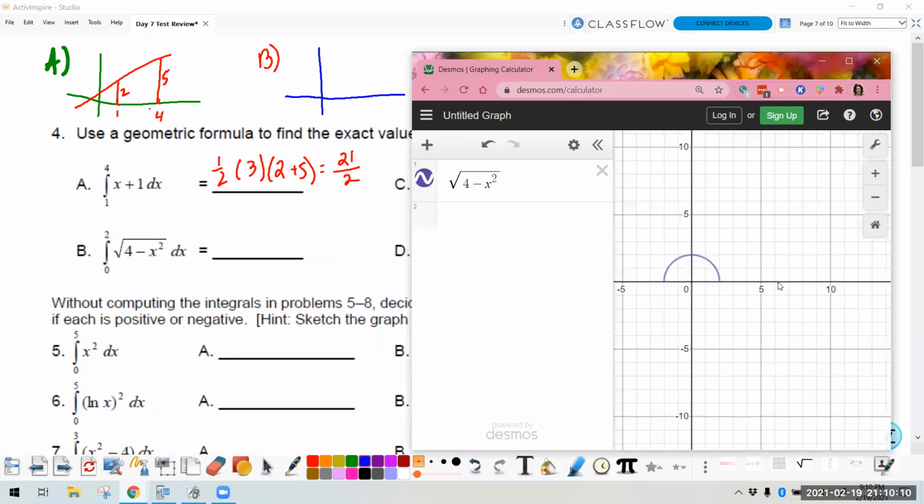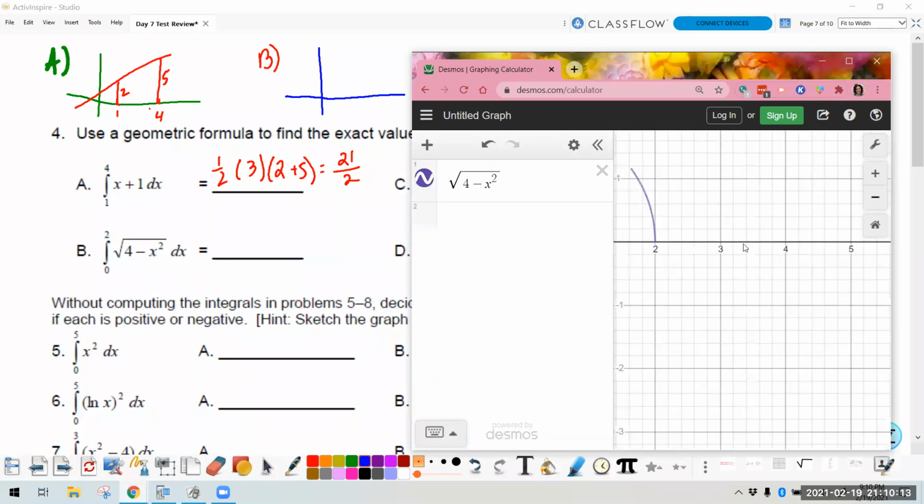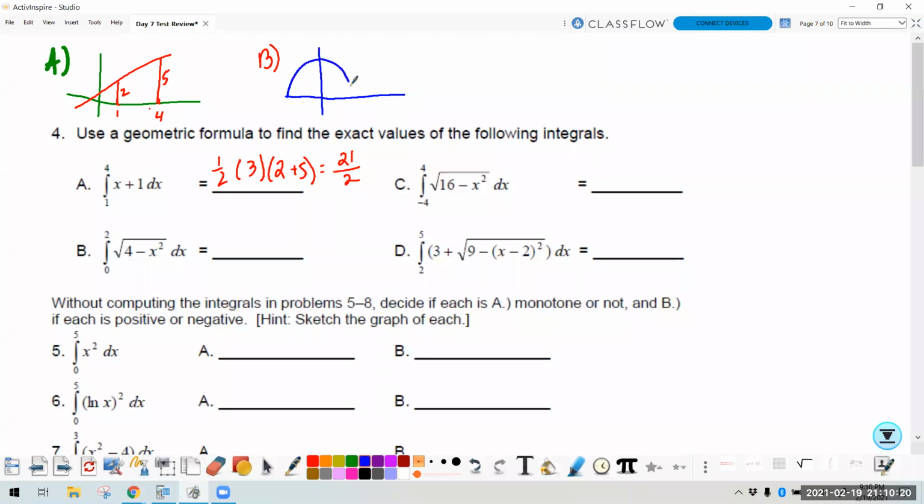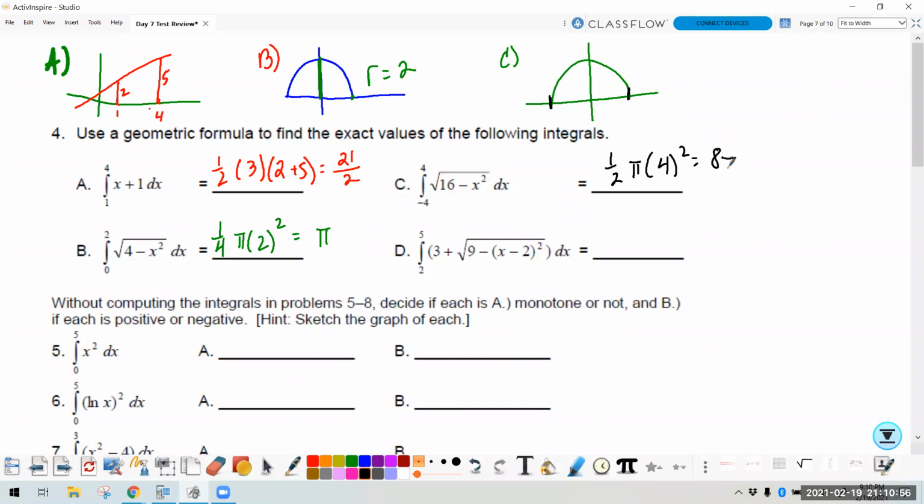Oh, we got a semicircle. But we only went from 0 to 2. So that's here. So that's really a quarter of a circle. And the radius of this circle was 2. So that's 1/4 pi r squared. So that's pi. Now for C, it's going to be a semicircle again with a radius of 4. And now we went from -4 to 4. So that's the whole half circle. So half pi r squared is 8 pi.